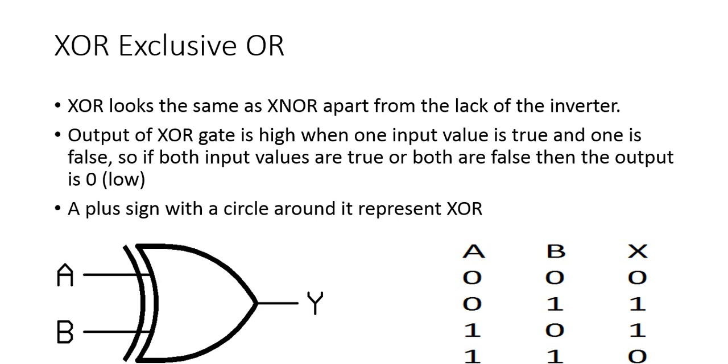So as you can see, you've got A and B are 0, so the input values are 0 and the output is 0. The input value of A is 0.